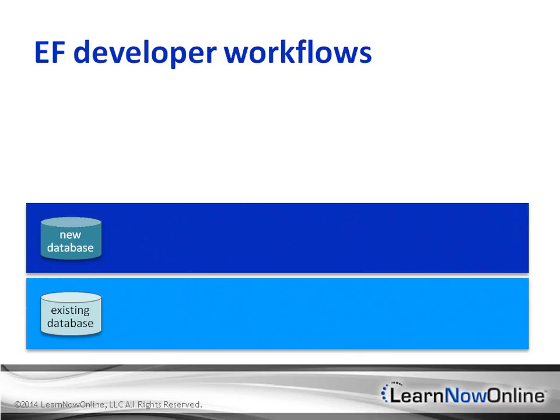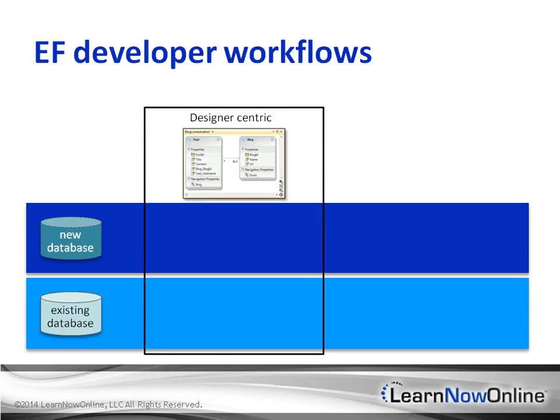There are really two different types of workflows. When we talk about workflow, we're talking about how people use the Entity Framework to build their model. You either have an existing database where you've got existing code and objects that you're going to be working with, or you're doing something new and you have a new database. These are two categories, and then you have two types of development methodologies.